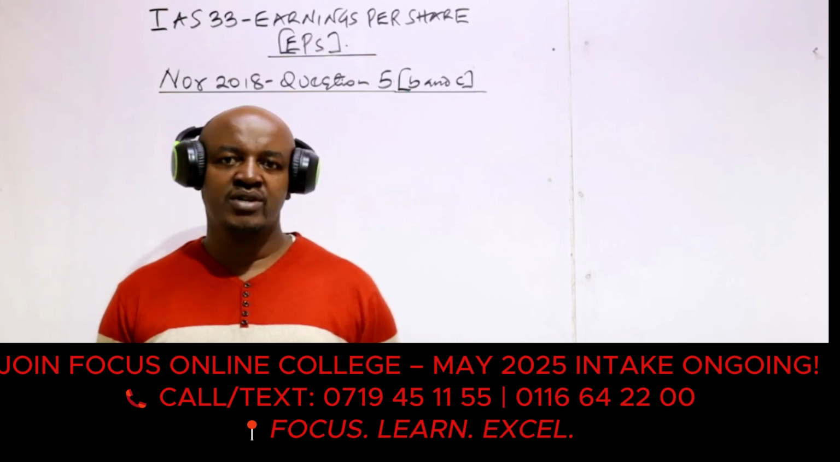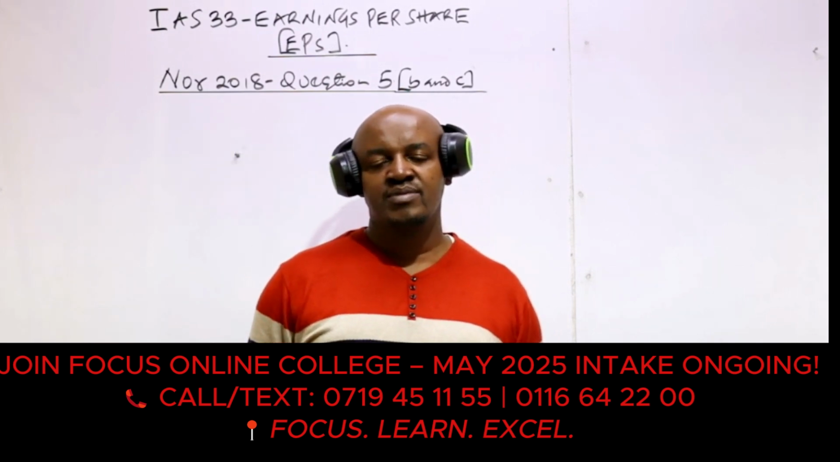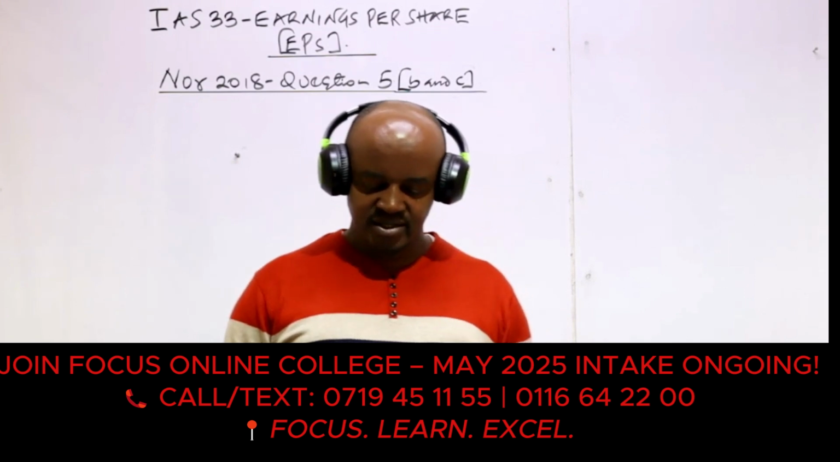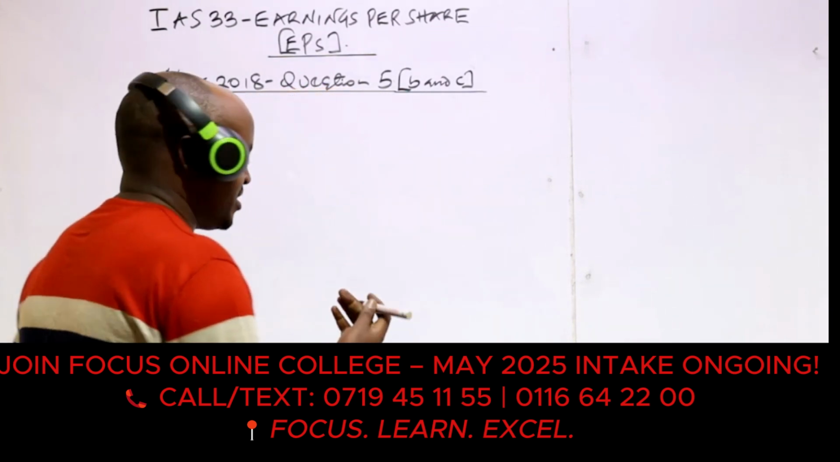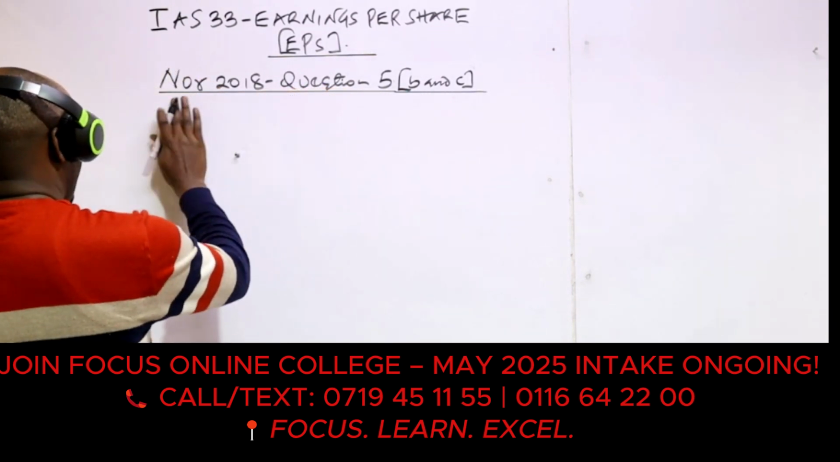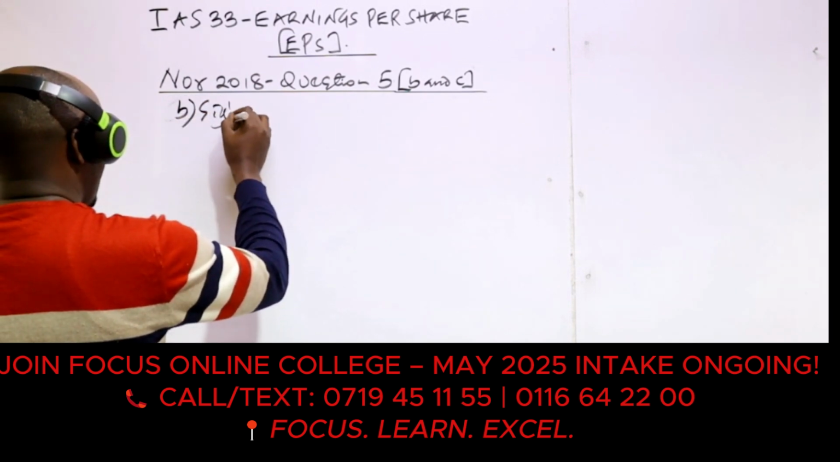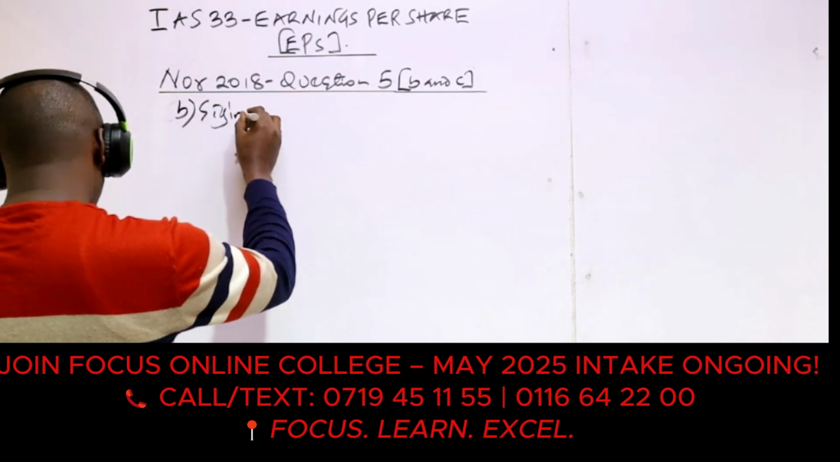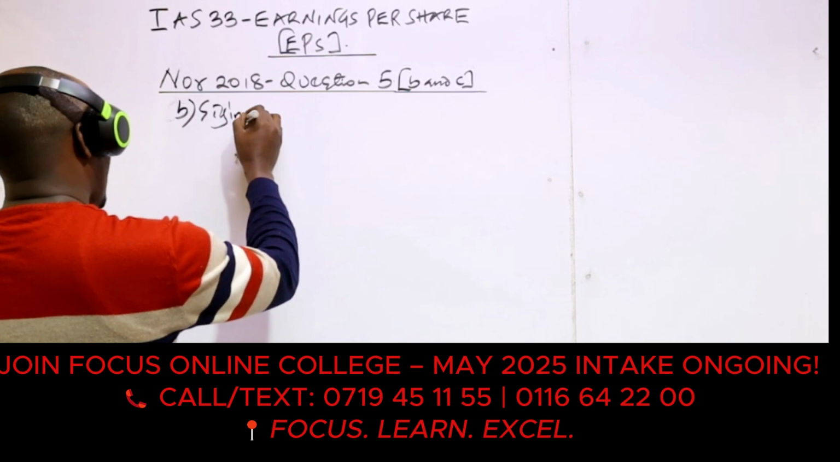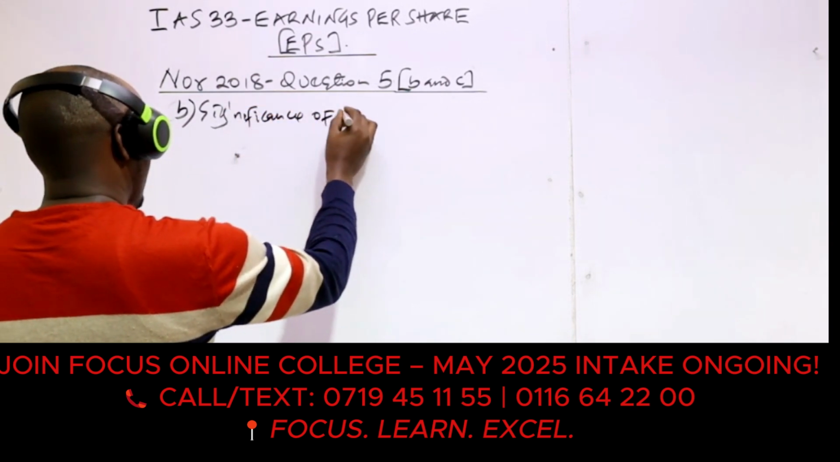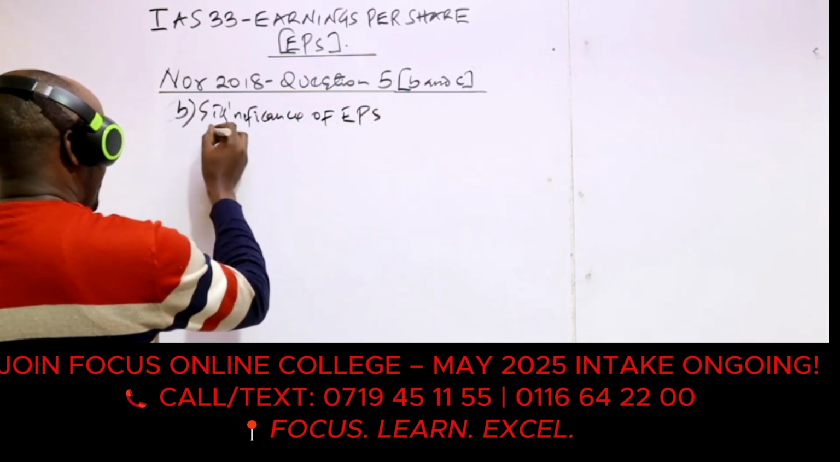Here, candidates were required to discuss, or in other terms, to explain the significance of earnings per share in the analysis of the performance of the company. So part B was requiring a candidate to explain the significance of earnings per share.